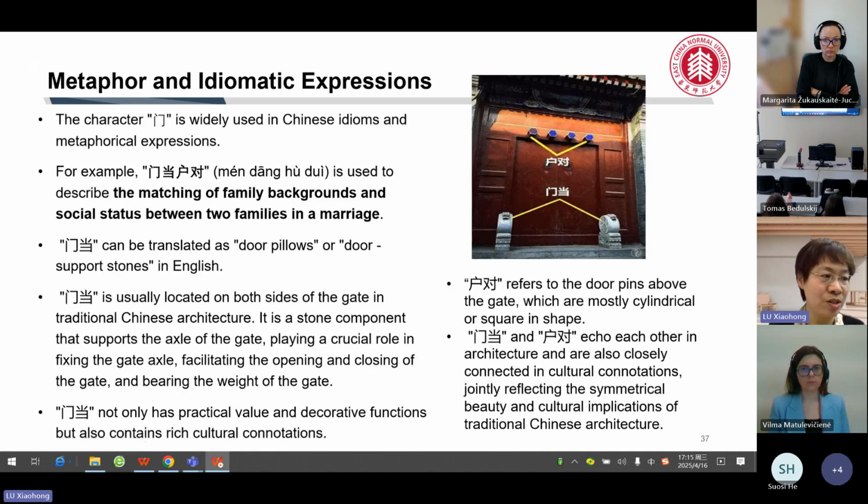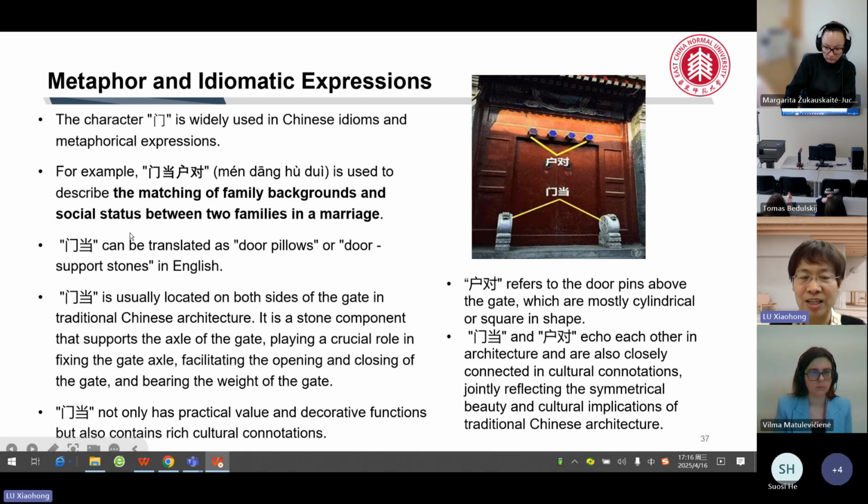And here are some very interesting metaphors and idioms with the word door. In Chinese idioms, we have a phrase called 门当户对. This phrase is still widely used today to describe the matching of family backgrounds and social status between two families in marriage. We say these two families are 门当户对. That means their family status is similar.